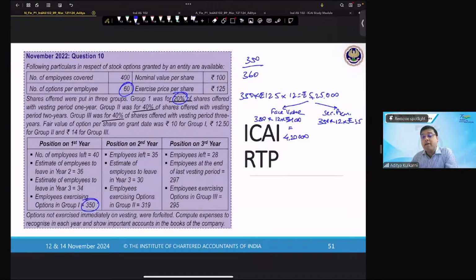Because employee is not paying only cash. Employee has also done some efforts for 1 year. He has gotten himself the entitlement by working for 1 year. Uska fair value 10 rupees hai. That fair value is 10 rupees. So 35 into 350 is 1,47,000. Yes. Perfect. So securities premium is 1,47,000. Okay. Now, sir, something is happening here. Sir, face value plus securities premium, इसका टोटल कितना होता है?